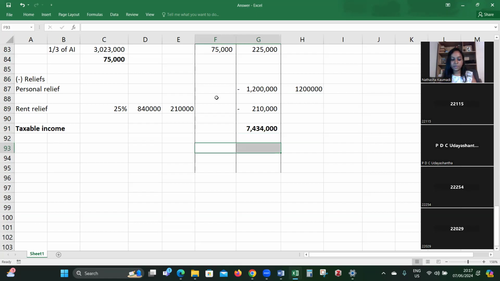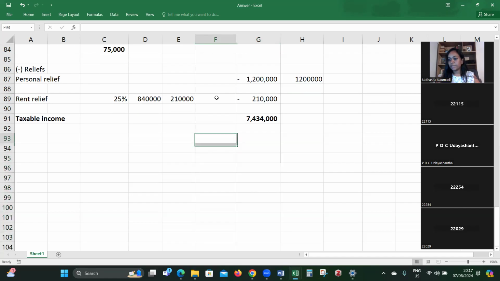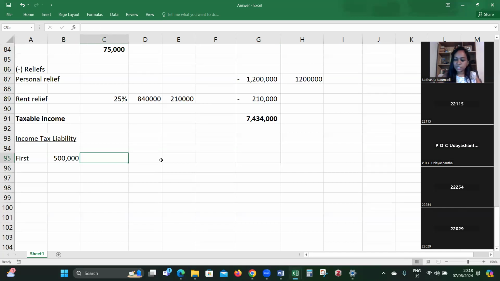Now we can calculate the income tax liability, the taxes to be paid. How can we compute? Now we have to know the rates and the slabs. So I'm taking the first slab. What is the first slab? First 500,000. What is the tax rate? 6%.